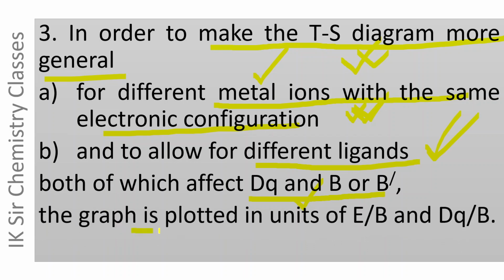the graph is plotted in units of E by B and dq by B. That is, E by B is plotted against dq by B. Let us recall, in Orgel diagrams, the energy is plotted against crystal field strength. But in TS diagram, E by B is plotted against dq by B.